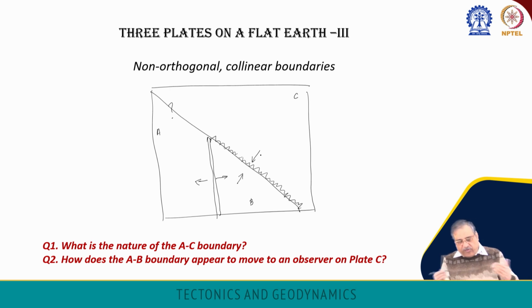We can therefore frame this in the form of two questions. What is the nature of the boundary between A and C, which is this one here? And how does the AB boundary, the boundary between A and B, this mid-oceanic ridge, appear to move to an observer who might be located somewhere here, let us say? So if an observer is here, how would he or she observe this boundary between A and B to move with respect to an observer in plate C? So these are two questions that we can answer. So let's once again go into trying to answer these questions.